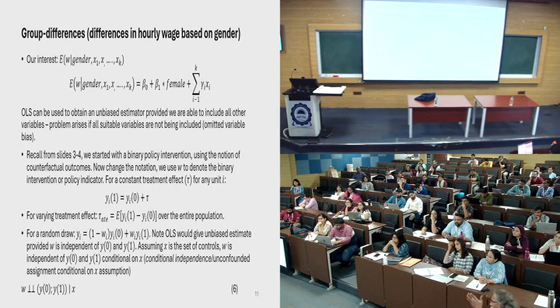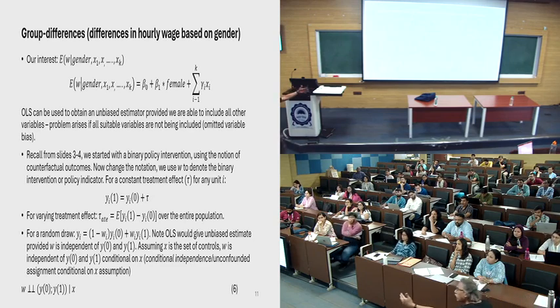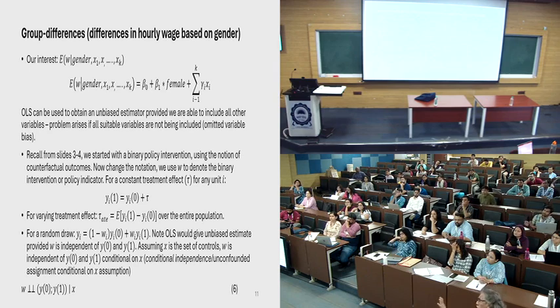So given this, suppose I have a binary policy intervention and I want to use the notation we used before in terms of counterfactuals. Now let us change the notation a little bit. Instead of x_i, let's use w to denote the policy indicator.